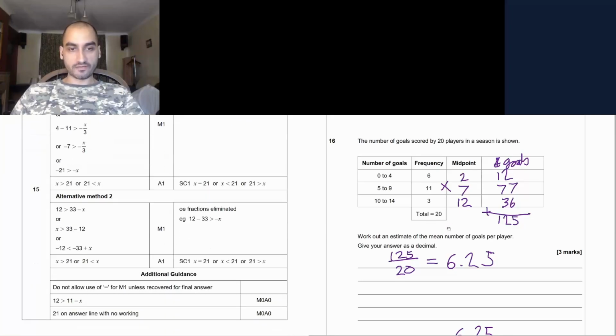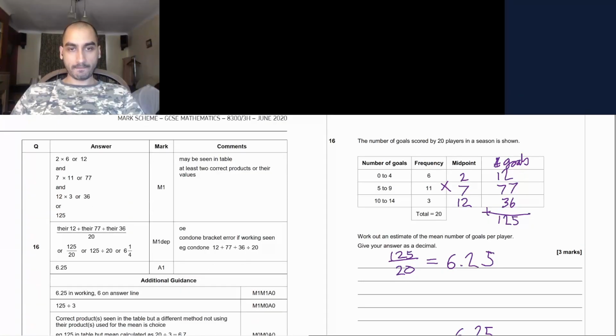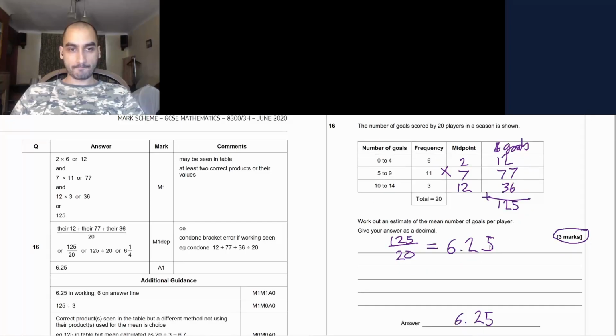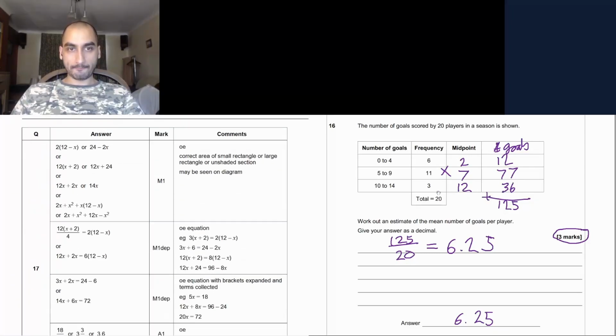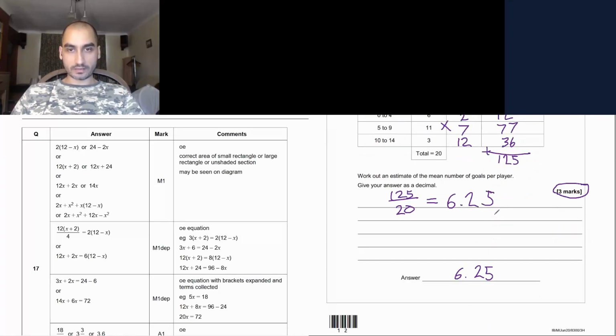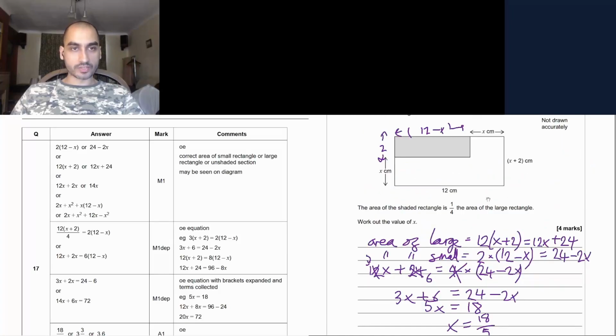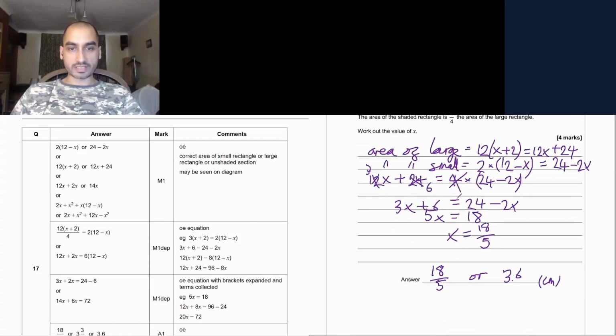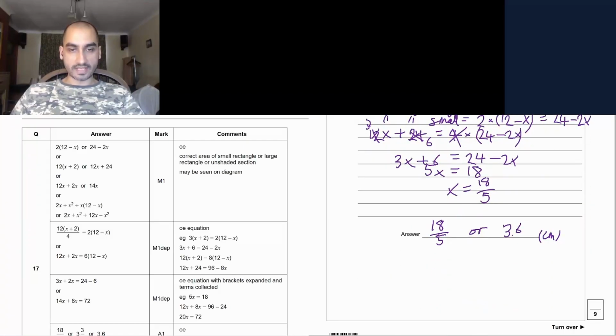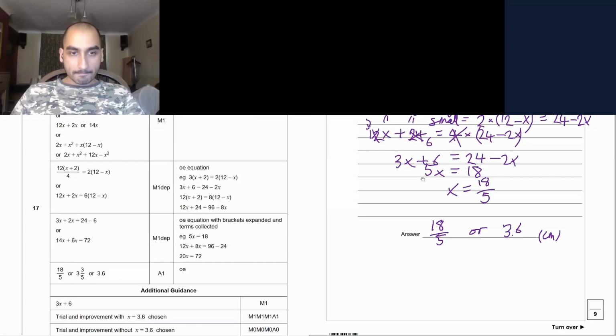Okay, 6.25. Yep. May be seen in table. Yeah, that's what I did. 17. (24 minus 2x). Wait, which one are we on? 17, the rectangle. 3.6 or 18 over 5. Yep.